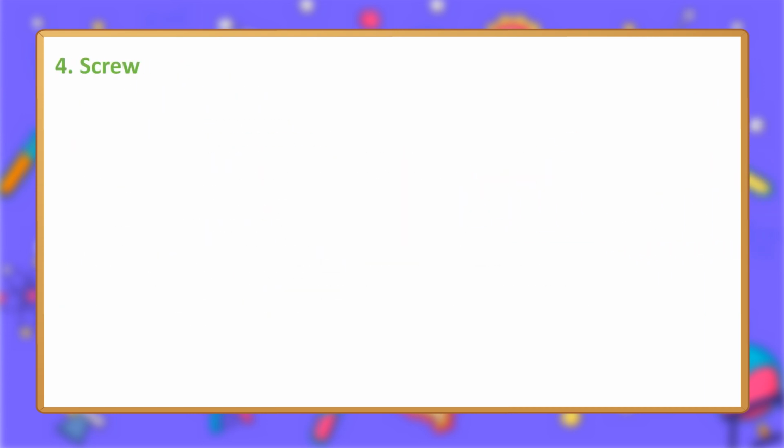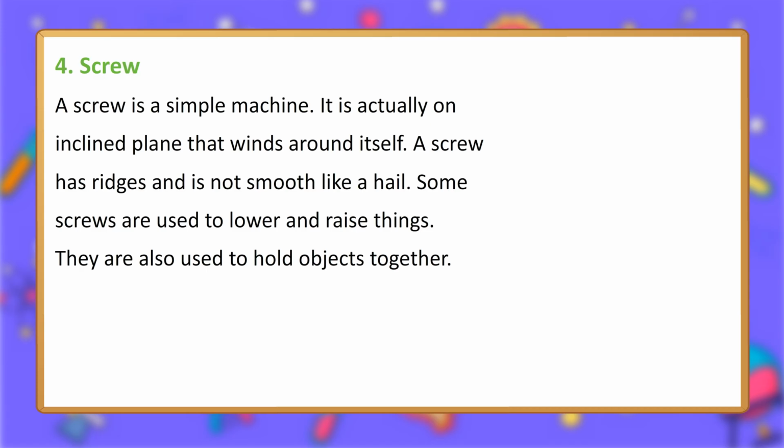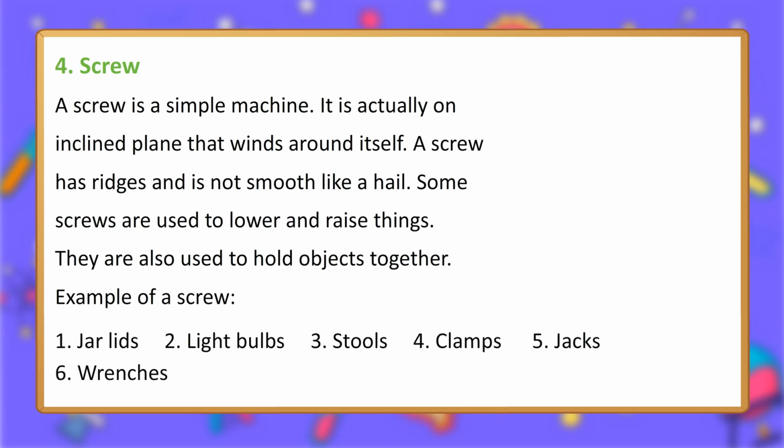4. Screw. A screw is a simple machine. It is actually an inclined plane that winds around itself. A screw has ridges and is not smooth like a nail. Some screws are used to lower and raise things. They are also used to hold objects together. Examples of screws: 1. Jar lids. 2. Light bulbs. 3. Stools. 4. Clamps. 5. Jacks. 6. Wrenches.